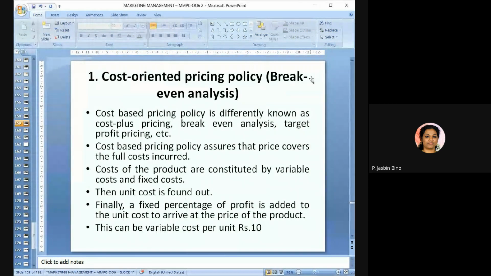Cost oriented pricing policy is also known as cost plus pricing, break even analysis or target profit pricing. In this pricing policy, they ensure that the price covers the full cost incurred. While producing a product, they incur some cost. The cost of the product is constituted by variable cost and fixed cost, two types of cost. Then the unit cost is found out. Finally, a fixed percentage is decided as profit and added to the unit cost, and that is considered the price of the product. That is cost oriented pricing policy.